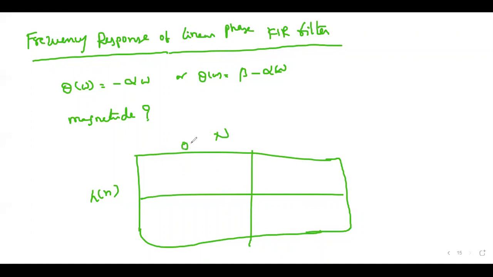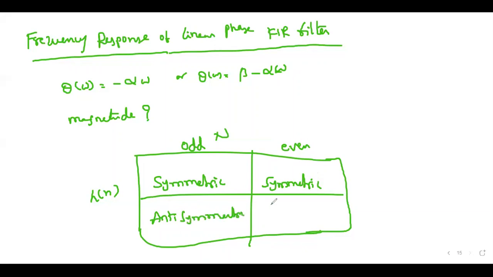N is odd or even. For n odd, h of n may be symmetric. For n even, it may be symmetric. For n odd, h of n may be antisymmetric. And for n even, it may be antisymmetric. So we can see 4 cases here.